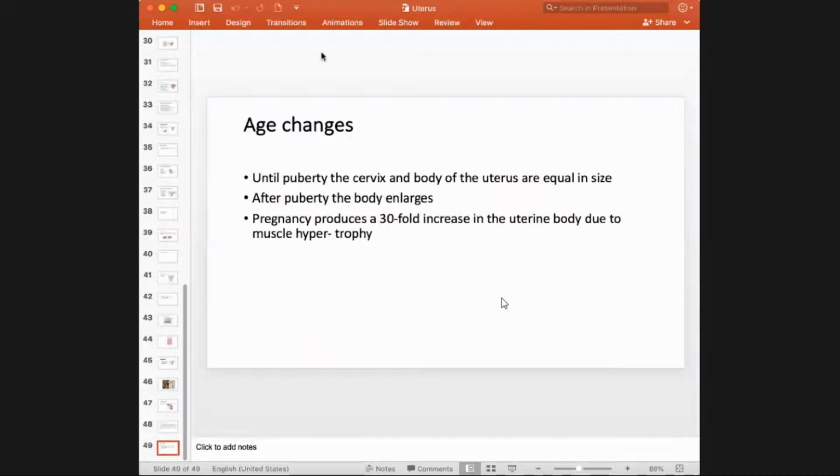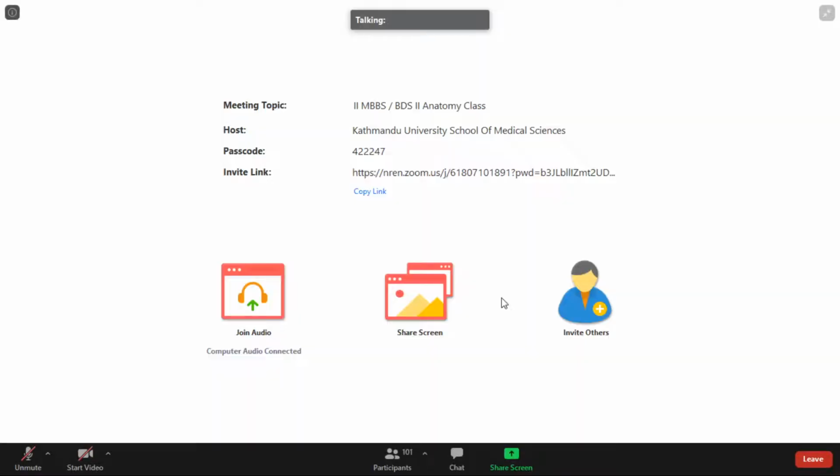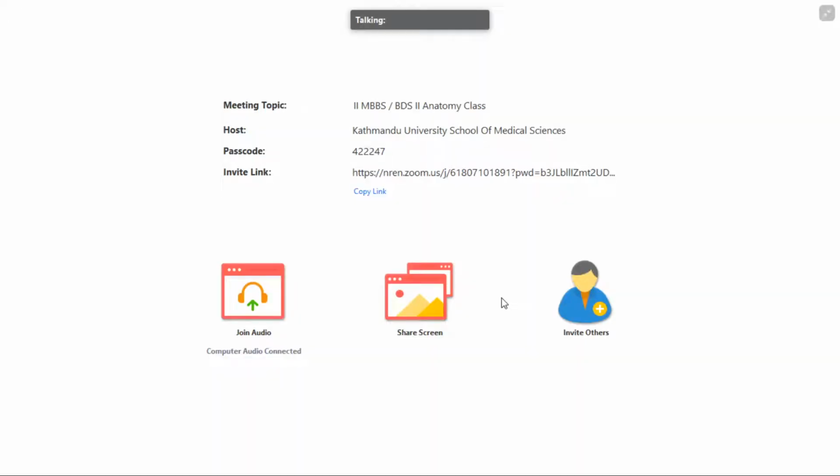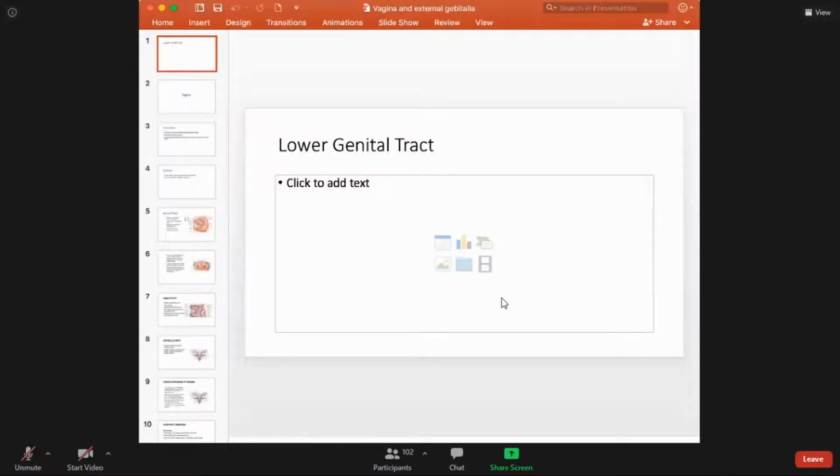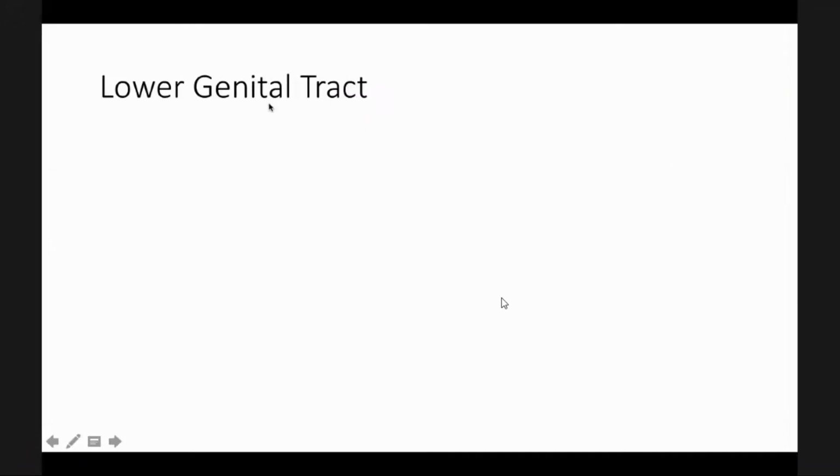Now I'll be talking to you about the external genitalia. Now we'll be talking about the lower genital tract. The upper genital tract we have finished, which included the ovary, fallopian tube, and the uterus. Now we'll be seeing the lower genital tract. Regarding the lower genital tract, it consists of the vagina and the vulva. Okay, there are a number of structures that form the vulva. We'll be seeing that now. First, we'll see the vagina.